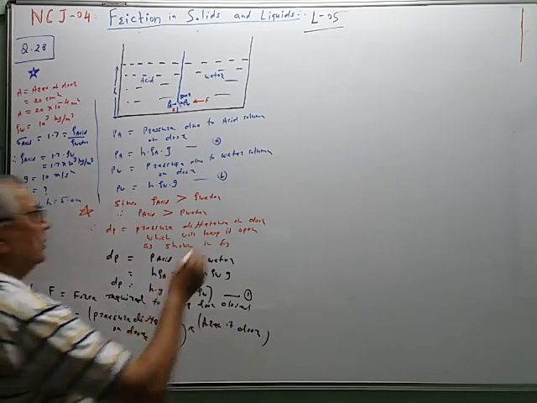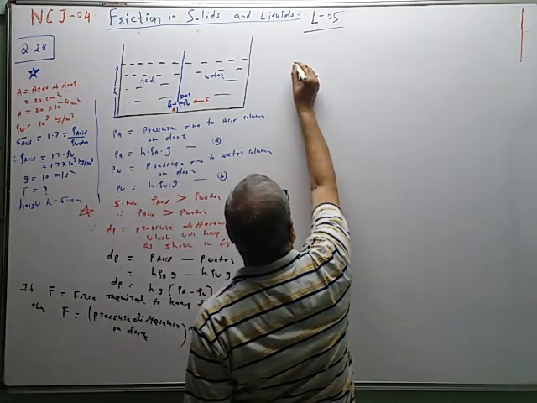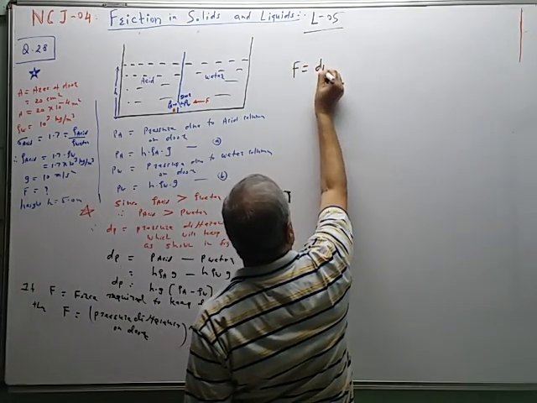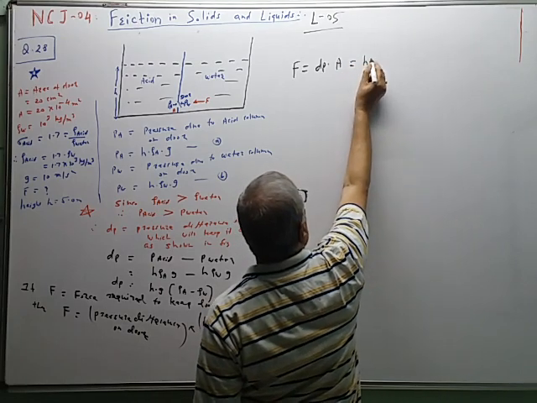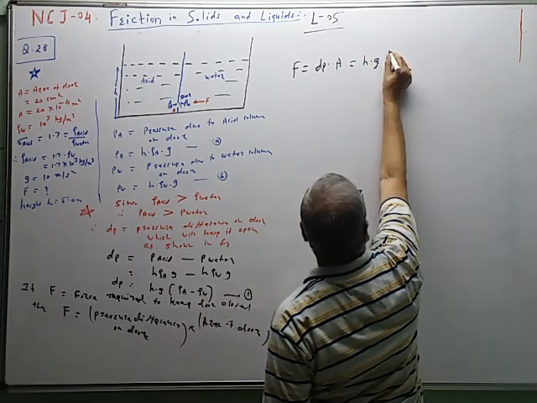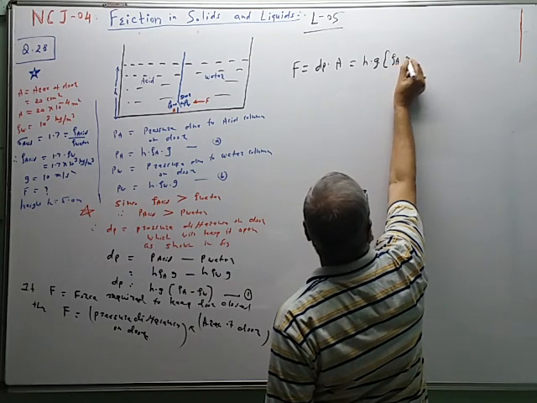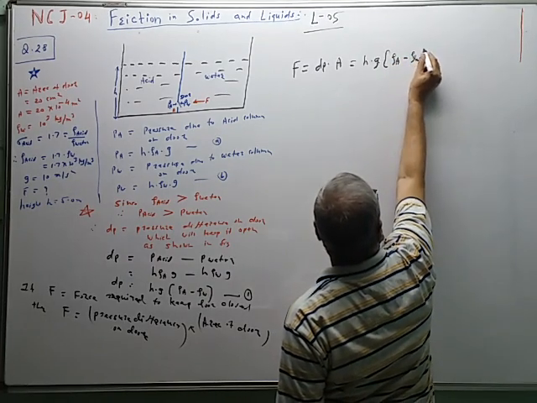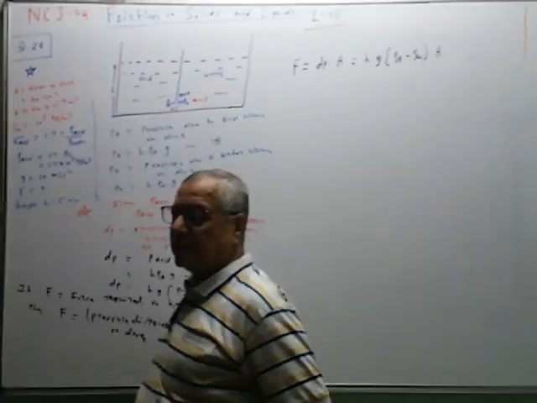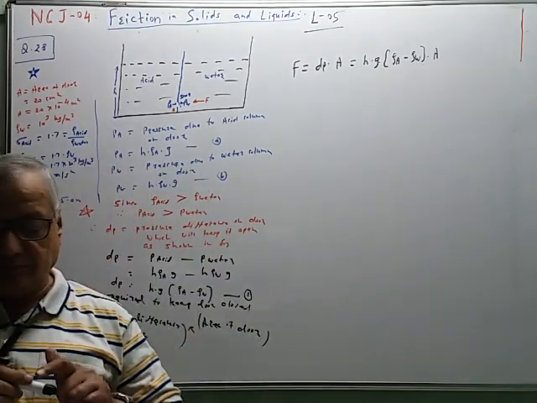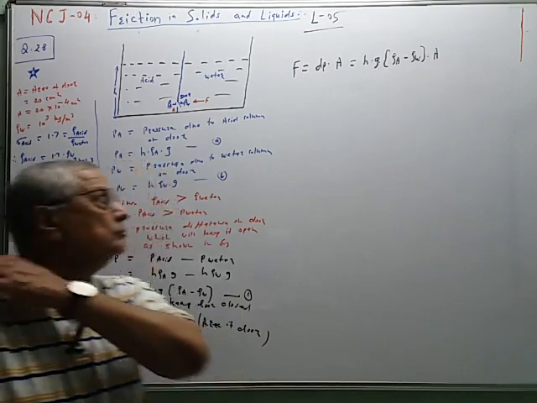Area of the door. Therefore, F is equal to pressure difference dP multiplied by area. So this is equal to H into G into the difference of density of acid and density of water, multiplied by area of the door. Base का area क्या काम आता नहीं? अलग से.